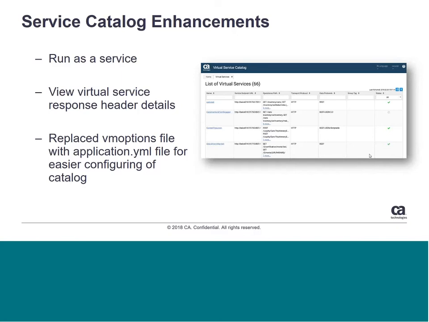So we fixed that. One of the important requests that we heard from customers was to show them the response header details. Right? So we added that as well. And just in the configuration tab, we replace the out-of-the-box VM options file with an application.yaml file, which makes configuring of the catalog easier. Right? So that's in terms of the catalog, service catalog.